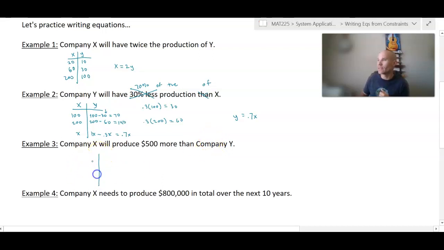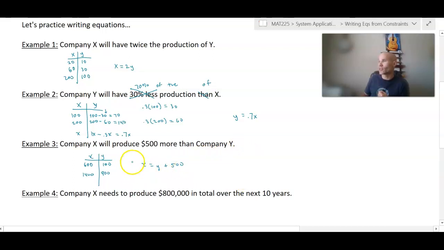So again, I'm going to create a little t-chart here just to make sure I don't make any mistakes. It takes just a minute to do. Okay, so X will produce more than company Y. So if Y was to produce $100 worth, company X will produce 500 more than that, which would be 600. If they produced 900, then 500 more than that would be 1400. So this tells us that X is going to equal Y plus 500.